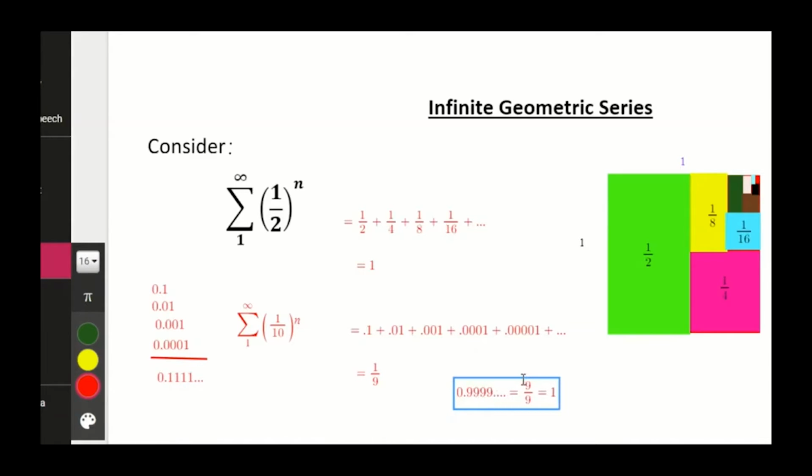Huh, it's kind of weird, but also true. 0.9 repeating is 1. Just let that sink in for a minute. All right, so anyway, let's get rid of that. I don't want to confuse you today.